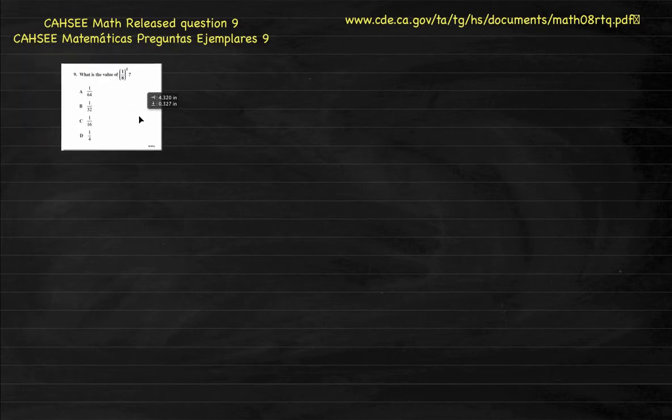In this video, we're going to look at Casey Math Release question number 9. The release questions you will find at this above address. Here is the question. It reads, what is the value of 1/8 raised to the second power? And the possible answers are A, 1/64, B, 1/32, C, 1/16, and D, 1/4.